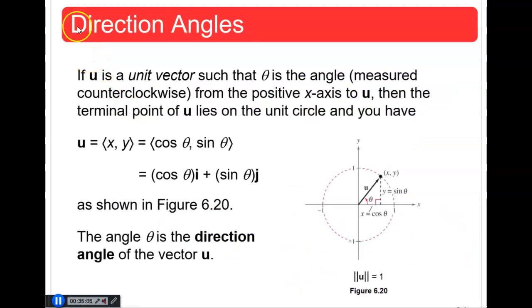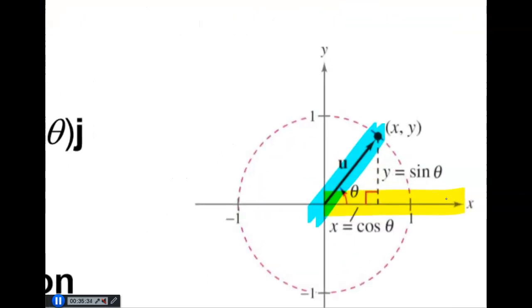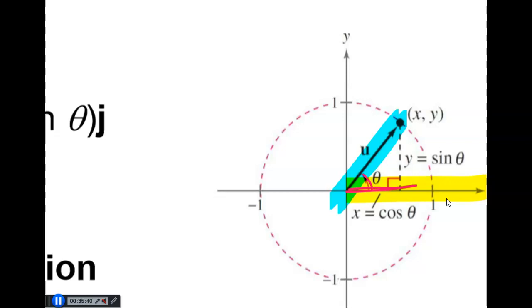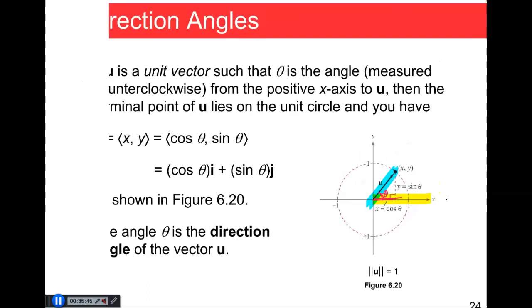The next objective is going to be to find a direction angle. So if u is a unit vector such that theta is the angle measured counterclockwise from the positive x-axis to vector u. So here we have the positive x-axis and we have vector u right here. And so the angle is the direction angle. In this case, it is going to be the one in between those two segments. So angle theta will be here. So back to that slide.